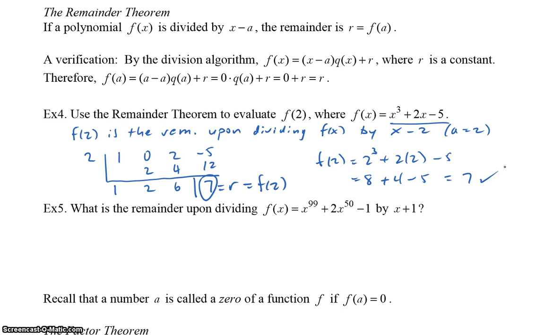And we then know that the remainder is identical to the function evaluated at the value that we used in the upper left-hand corner, in this case, this number here, 2.